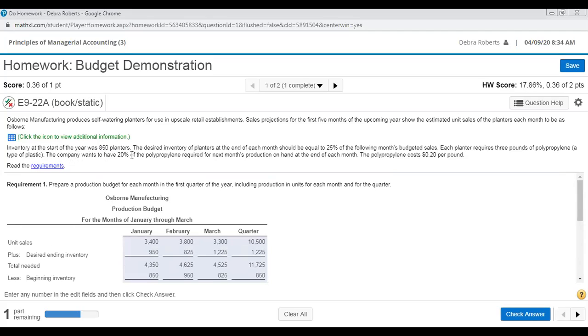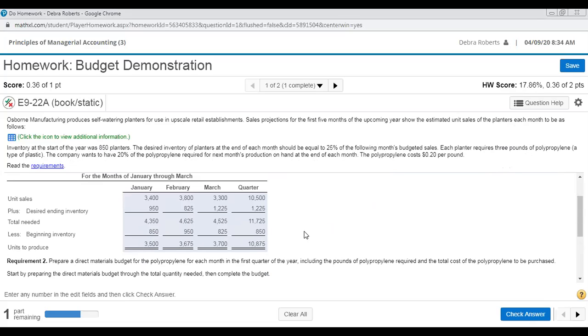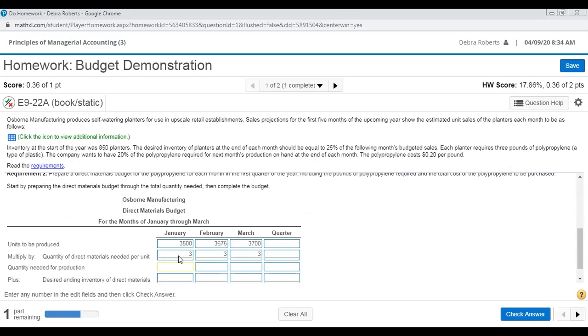The company has a 20% requirement for the next production on hand. The units are 20 cents per pound. And then it gives you some other information. Let's see how much it costs us. Each planter is 3 pounds of plastic each. So I'm going to need that information, okay? So what I want to do is, how much do we need? We need 3 for each one, and I put 3 in each one of these.